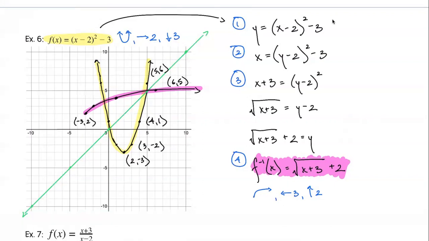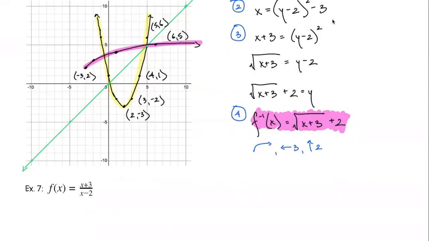Now, before we move on to example 7, let's go ahead and make sure we have our domain here. And so the domain I can see is my x values start at -3 and then go all the way to infinity. Okay. And so let's go ahead and find some space to write that. Our domain here is from including -3 all the way to infinity.